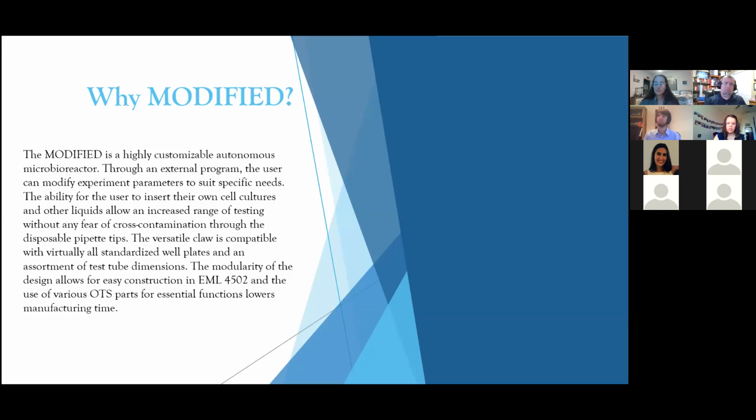Also, another key feature is the modularity of the design. All of our subsystems are compartmentalized, which means it's easy for construction within EML4502, and the use of off-the-shelf parts for the essential functions of our machine lowers the overall manufacturing time.